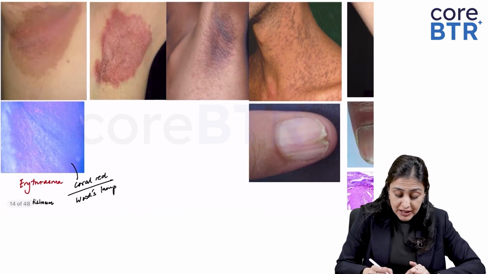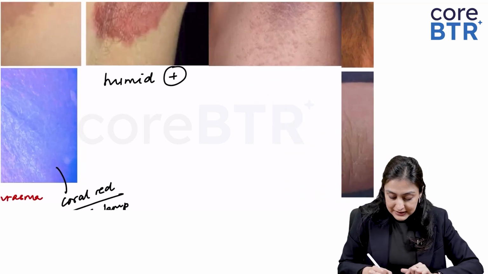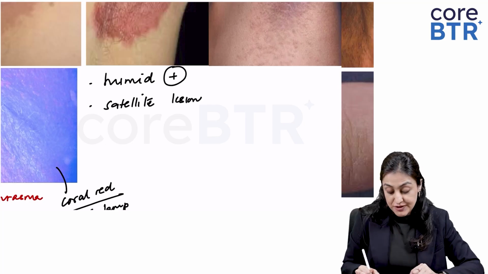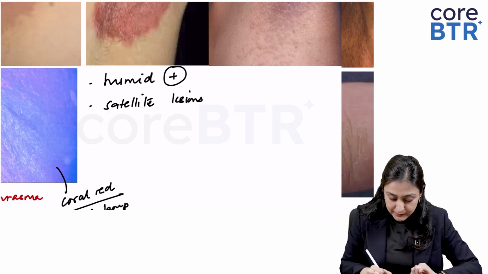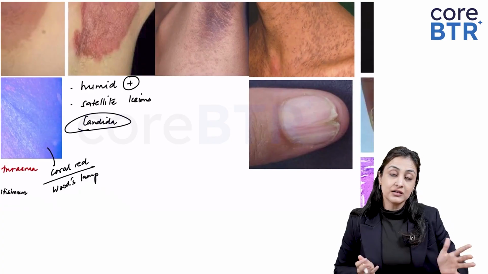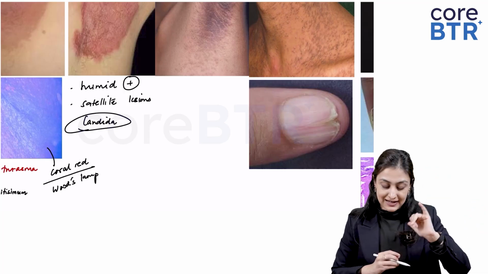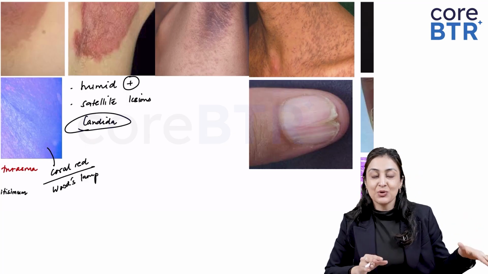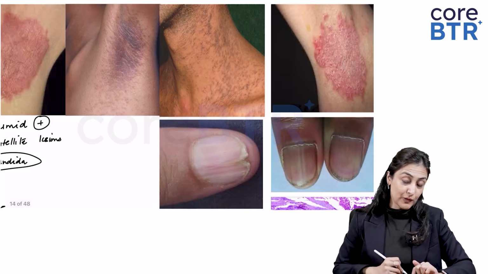Another red axilla here. So this is where they will describe the area to be very hot and humid. They will describe satellite lesions. So there are satellite lesions, affecting folds, intertriginous areas, either axilla or groin folds. What are we talking about? We're talking about candida, candidal intertrigo, right? Intertriginous areas between folds, right? Apocrine sweat glands, axilla, right? So wherever there are apocrine glands, there is candida. Wherever there is apocrine sweat gland, there is candida, right? So this is what is candida. We will talk further about this.